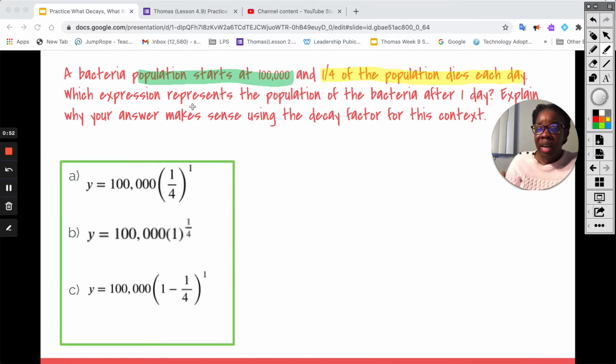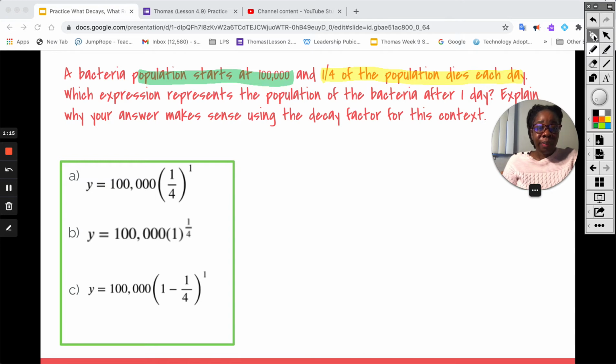So the question that is asked, it says, which expression represents the population of the bacteria after day one, which means they're asking us to find the expression that represents what remains. So if we're thinking about what remains, we know we have to take away or subtract what dies each day, and then we want to explain why this makes sense.